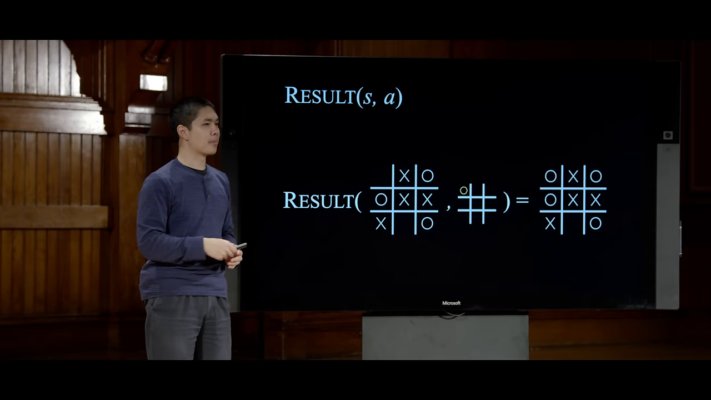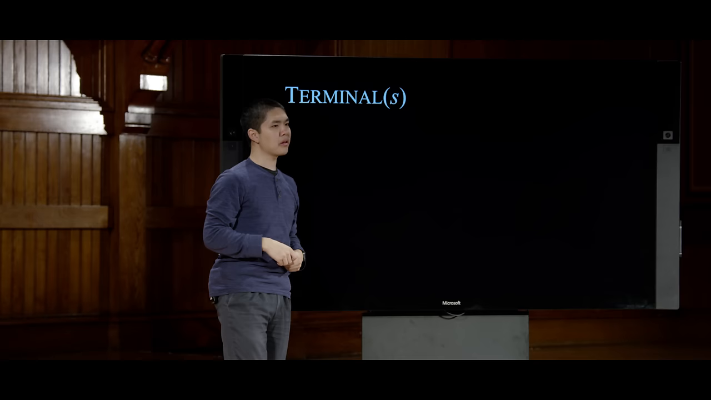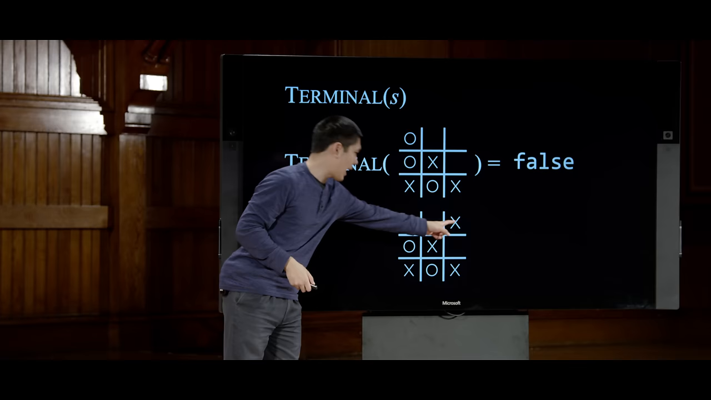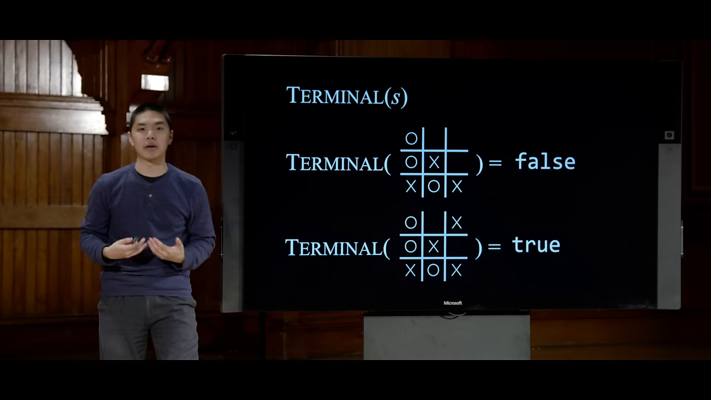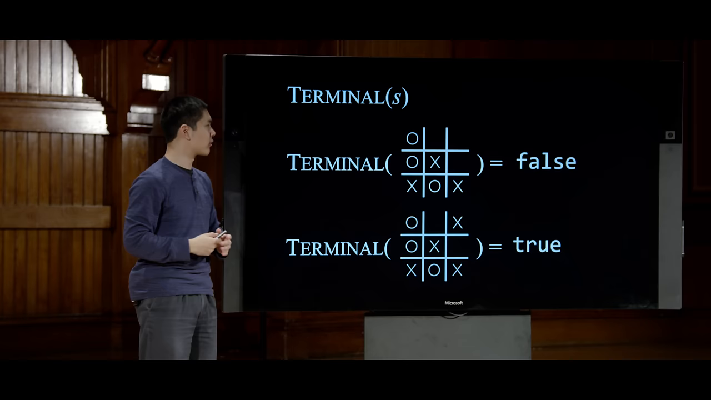The AI also needs to know when the game is over, so we define a function called terminal that takes as input a state s, such that if we take a game that is not yet over and pass it into the terminal function, the output is false. The game is not over. But if we take a game that is over, because X has gotten three in a row along that diagonal, and pass that into the terminal function, then the output is going to be true, because the game now is, in fact, over. And finally, we've told the AI how the game works in terms of what moves can be made and what happens when you make those moves. We've told the AI when the game is over.